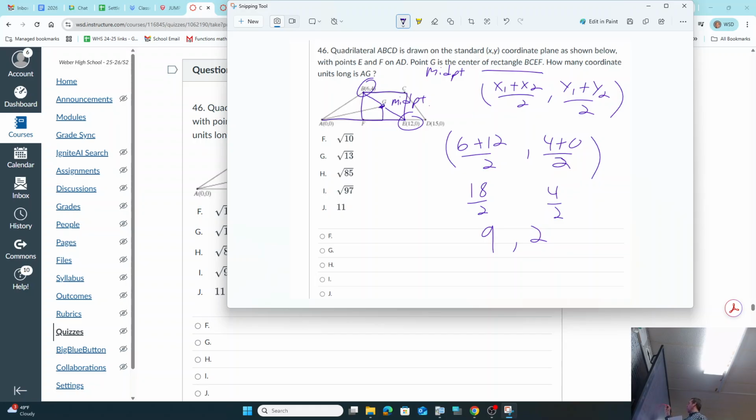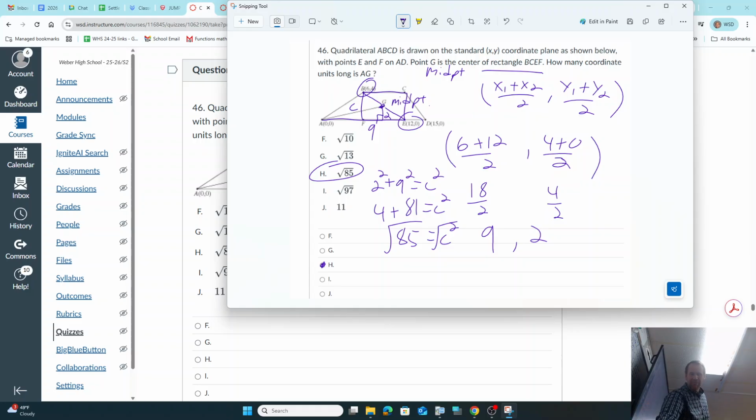And that means it's over 9 up 2. So it's a right triangle. So now we got to find C, right? So we'll go 2 squared plus 9 squared is C squared. And that's 4 plus, not 36, that's 9 squared is 81. And then we get 85. And then we square root both sides. Woo! It's H. The answer is H.